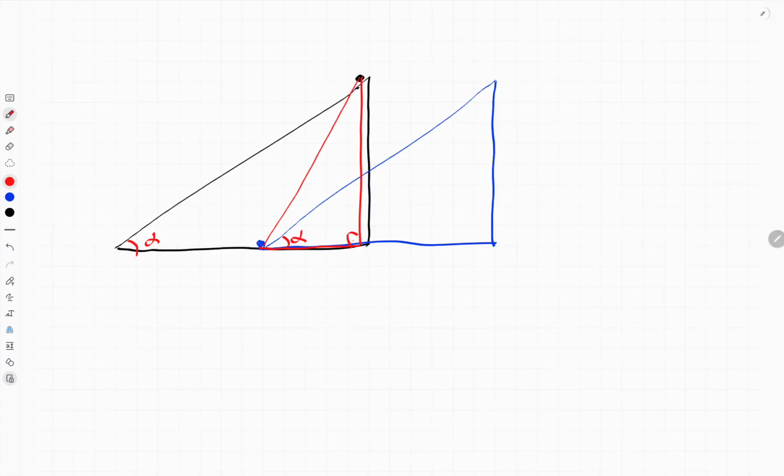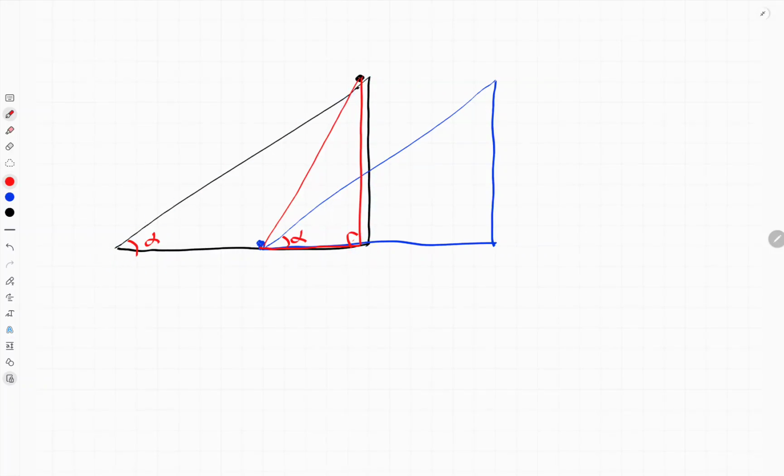So now let's consider one of these right triangles. There are so many right triangles. This is a right triangle. This is a right triangle. This is also a right triangle. So let me use this big triangle.